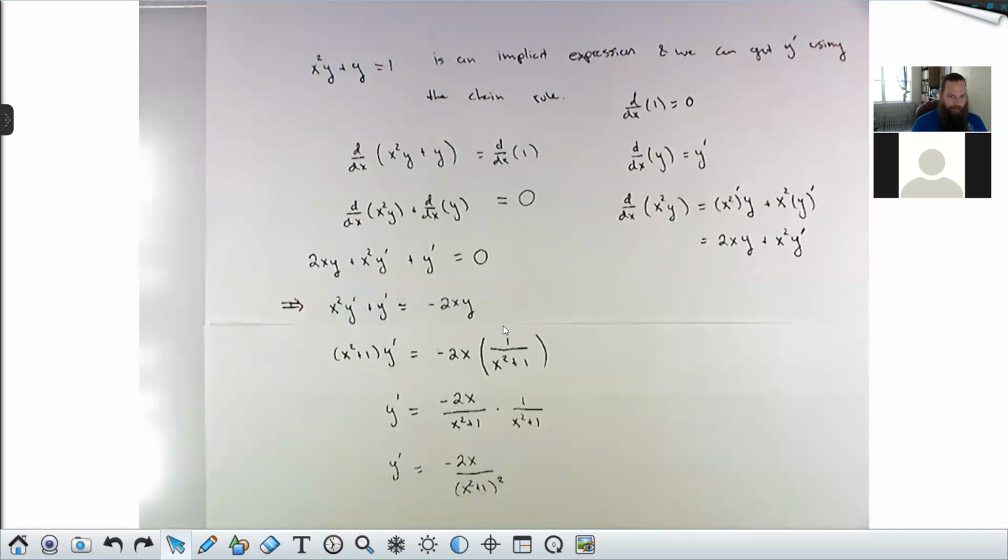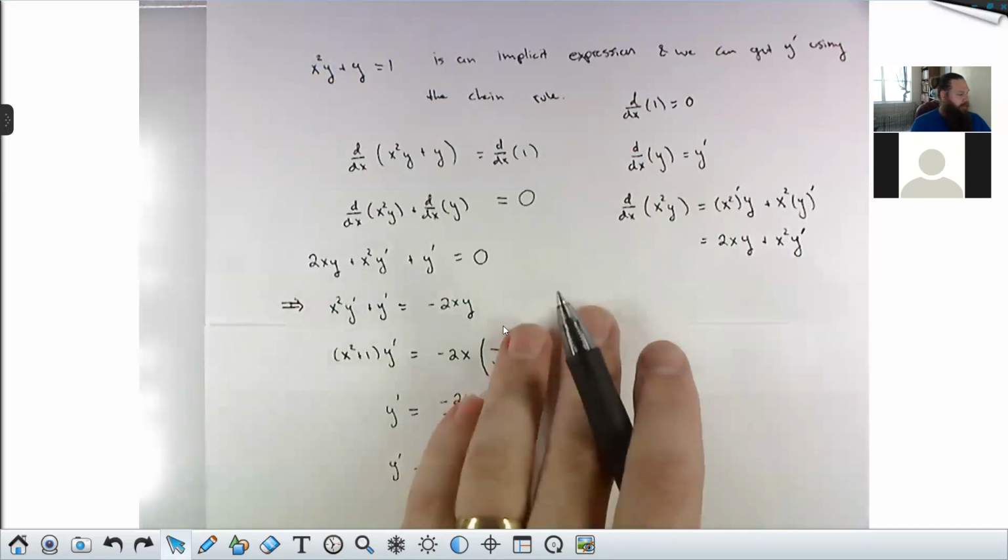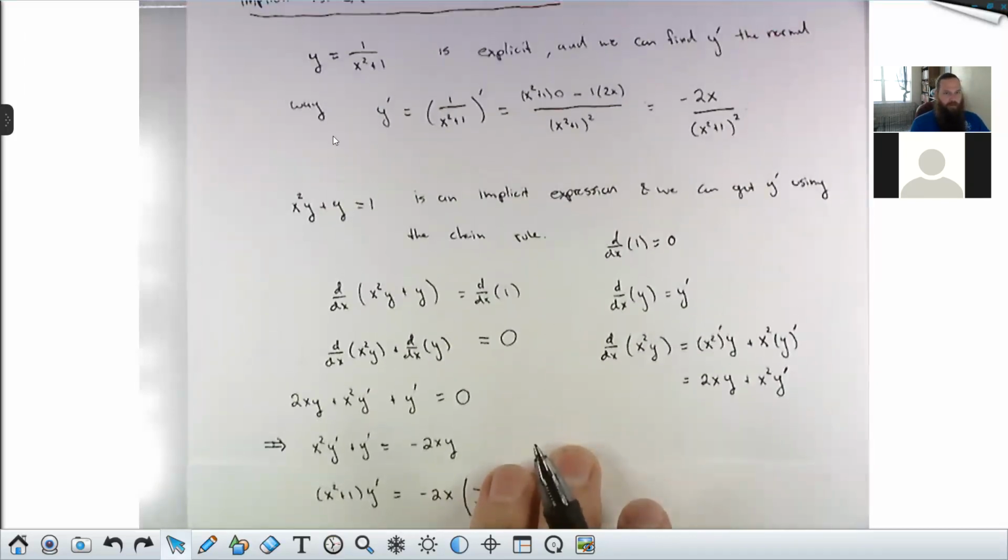I have a question here. How did you know the y is 1 over x squared plus 1? So this is the equation I started with here, right? The difference between this and this, I got this just by cross multiplying the x squared plus 1.